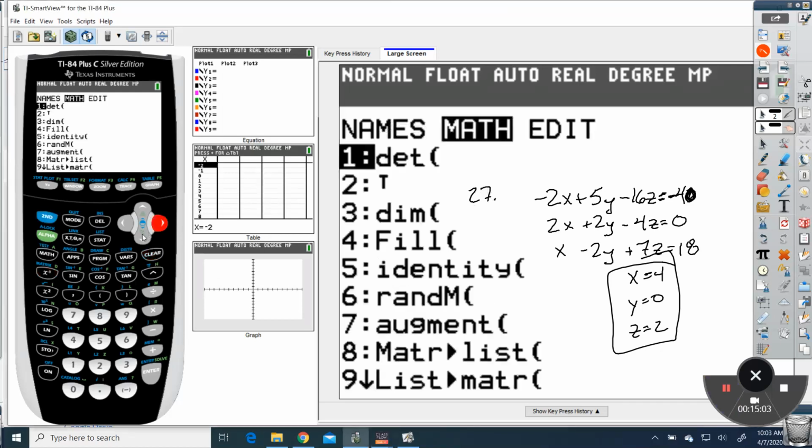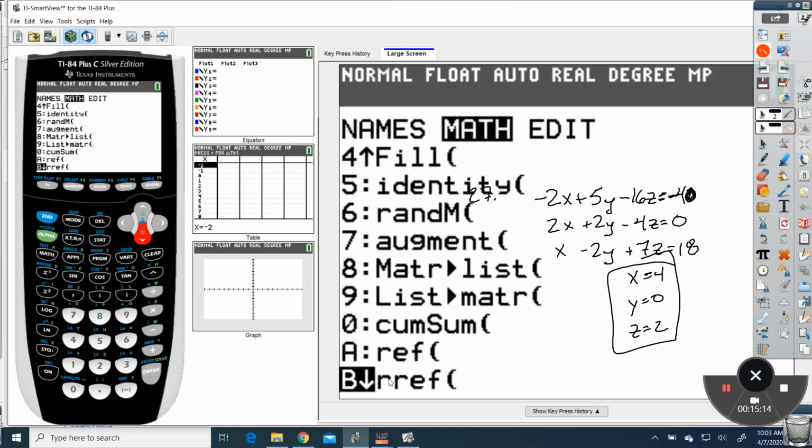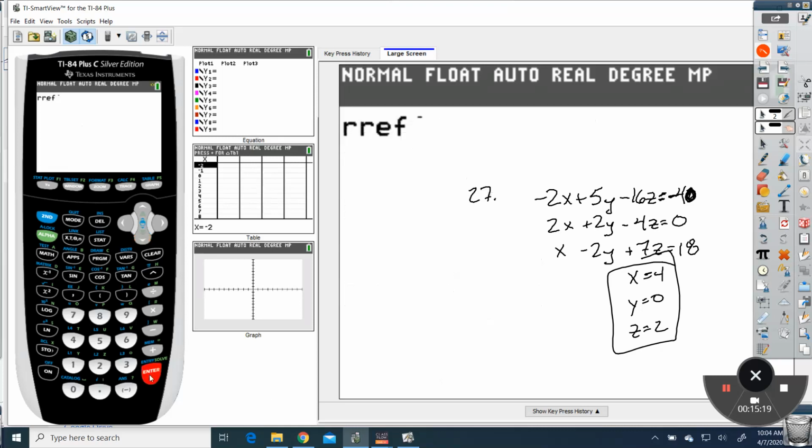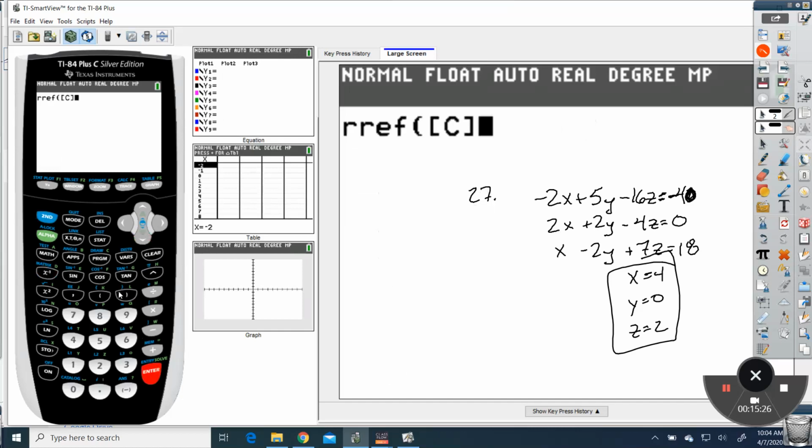Okay, so I went out. We go to our math menu. We want it to turn into reduced row echelon form. Remember, that's what we worked on in section 1, reduced row echelon form. So if you're looking, this says row echelon form, but then B says reduced row echelon form. So if I hit that, and now I tell it which matrix I want, so matrix C, I want it in reduced row echelon form. Remember, that's where we get 1, 0, 0, some number, 0, 1, 0, some number. That's reduced row echelon form.